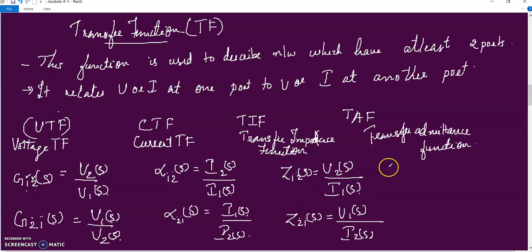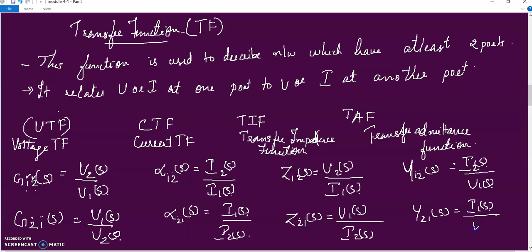Okay, next we have transfer admittance function, that we can represent as Y12. Y12 of S is equal to, Y means admittance. Admittance is current by voltage. Therefore, this is input, this is output. Therefore, I2 of S by V1 of S. Next we have Y21 of S is equal to I1 of S by V2 of S. These are the different transfer functions: voltage transfer function, current transfer function, transfer impedance function, and transfer admittance function.